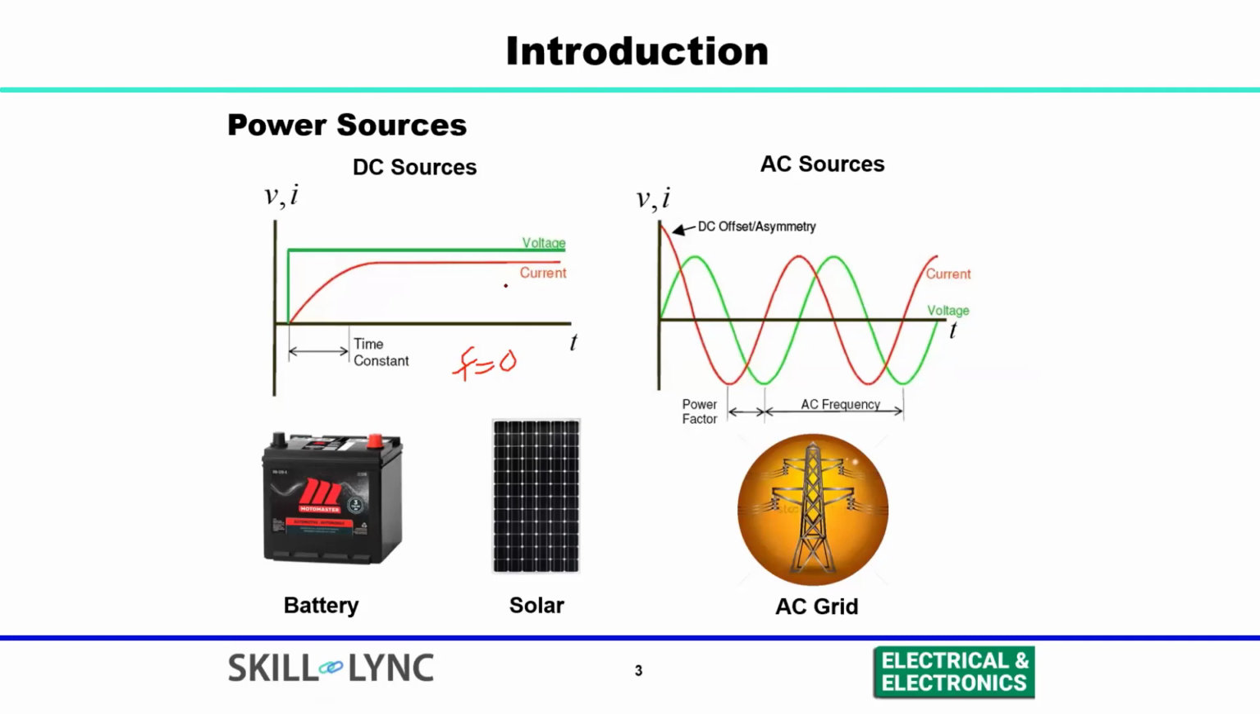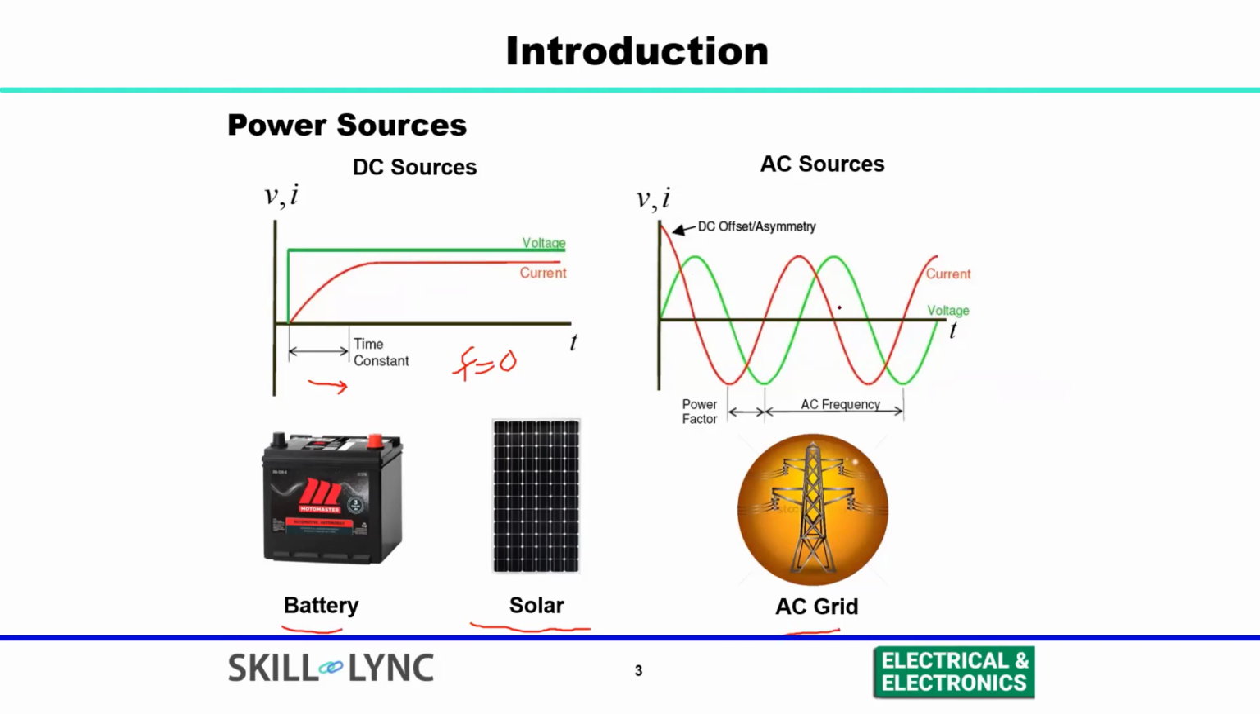When you connect any load, it will take some time to charge the current, which depends upon the time constant. The DC sources we have are batteries and solar, which is also a DC source. There are other sources like fuel cells and supercapacitors. When it comes to AC, our main source is the AC grid, what we have in households and commercial and industrial applications.